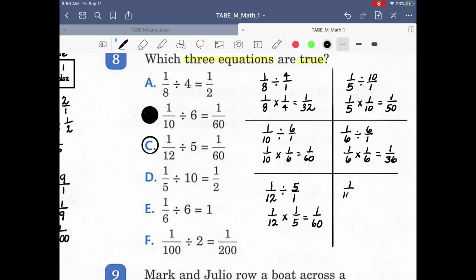F is 1/100 divided by 2/1. And that is 1/200. So F is the last one that I'm looking for. So the answers to number 8 are B, C, and F. If you did not mark all 3 of those on the TABE test, you would not get full credit.